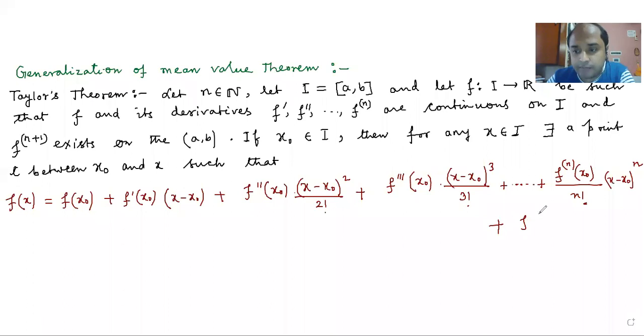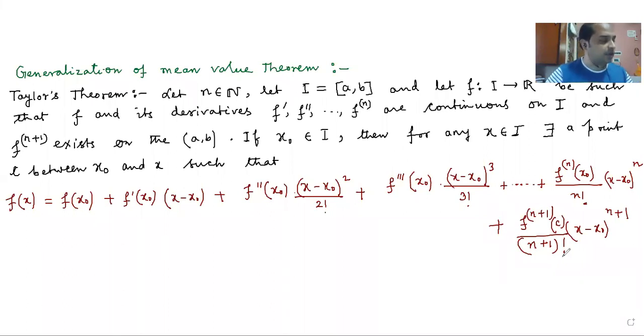and the last term will be f n plus 1, the n plus 1th derivative of the function f at the point C, divided by n plus 1 factorial into x minus x naught to the power n plus 1, and the series which I have got in this manner is called the Taylor series.